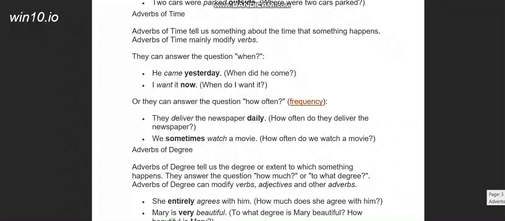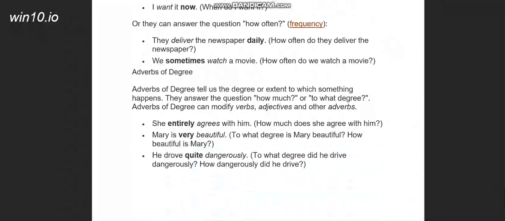We have degree of adverbs. Just like adjectives, even adverbs can be changed into comparative or superlative degree. Adverbs of degree tell us the degree or extent to which something happens. They answer the question how much or to what degree. She entirely agrees with him. So how much does she agree with him? Entirely, that means not 50% or 40% or 60%, but a full 100%.